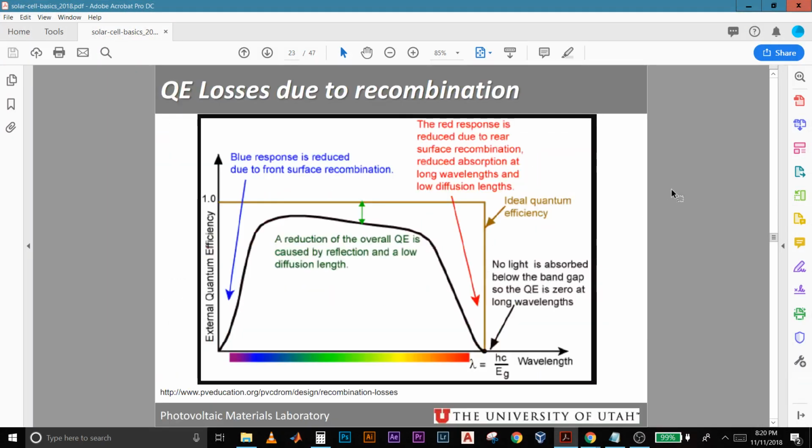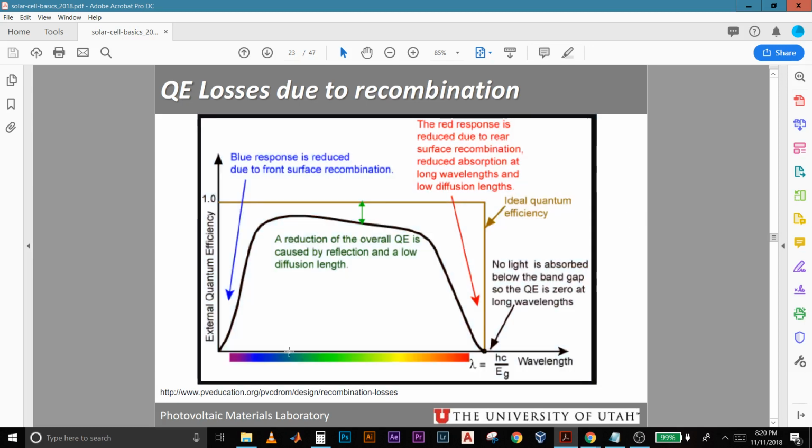Okay. And lastly, what other kind of losses do we have? We have quantum efficiency losses due to recombination effects. This is something that we discussed in the last lecture in the measurement of photovoltaics. The most ideal quantum efficiency curve is basically this box from 0 to 1. This box over here is the ideal quantum efficiency curve.